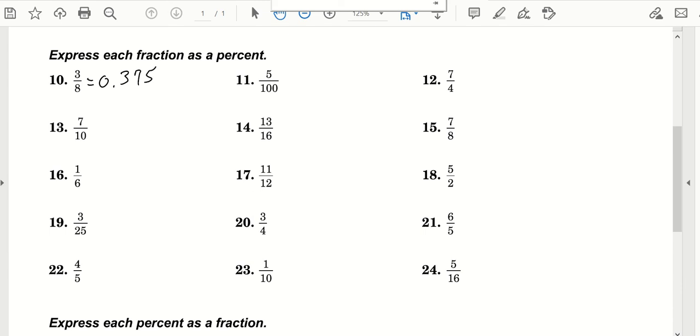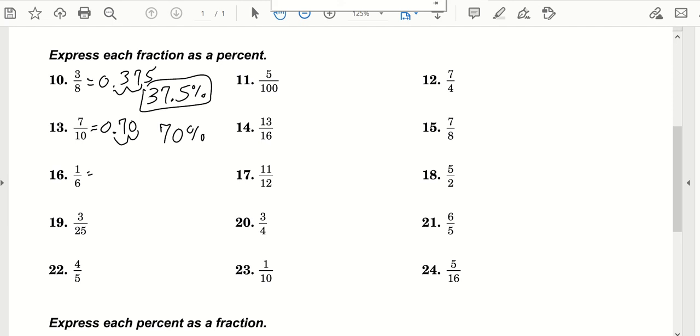To change this decimal to a percent, I'm going to slide that decimal point over 2 spots, and I get 37.5%. Okay, same thing here on 13. 7 divided by 10, that gives me 0.7. Slide your decimal over 2 spots. Remember, there's a 0 here, right? And we get 70%.